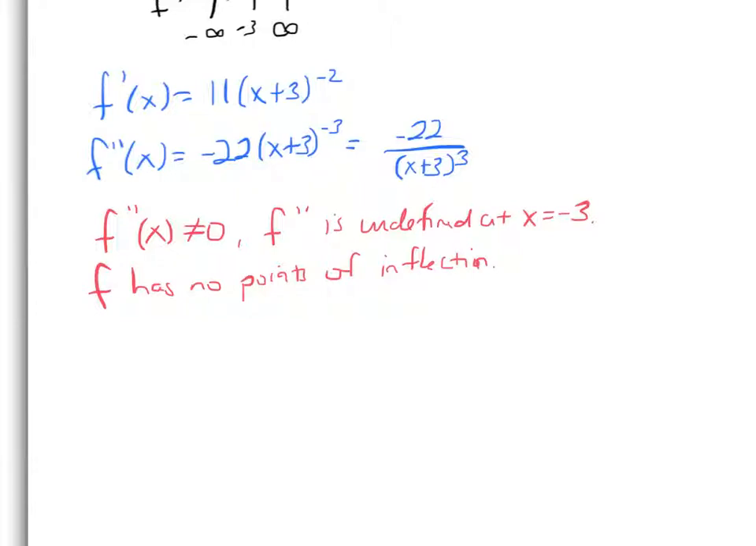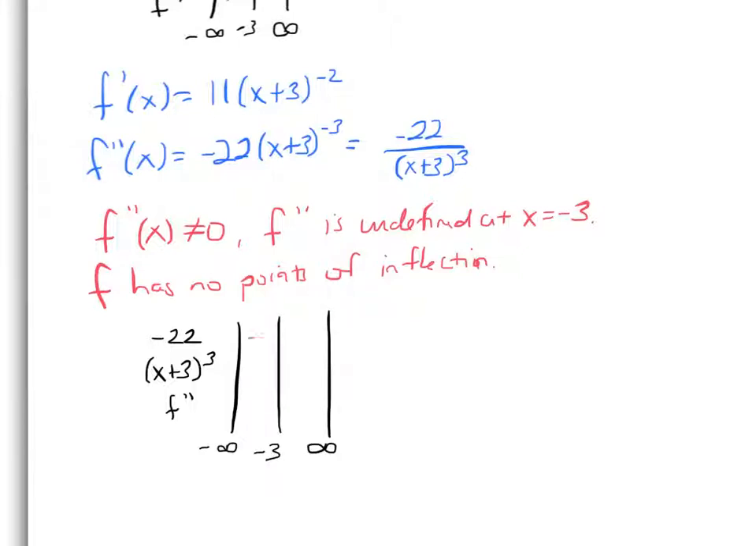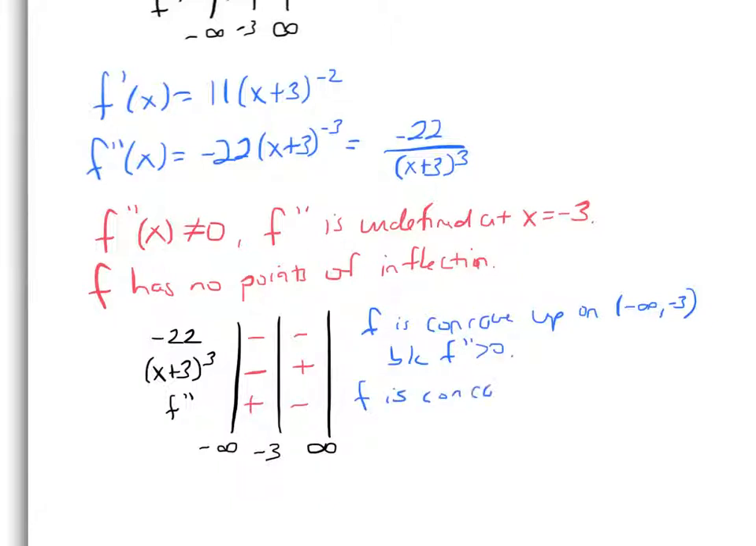But we would still like to know about the function's concavity, so we're going to make a sign chart. We've got negative 22, (x plus 3) cubed, and f double prime. Negative 22 is always negative. This will be negative then positive. So our graph goes from concave up to concave down. So we write our statements. F is concave up. And f is concave down.